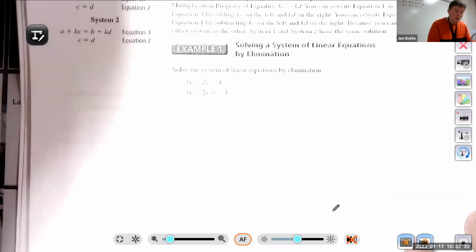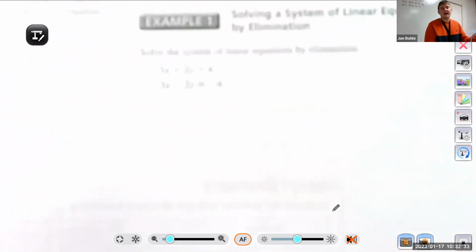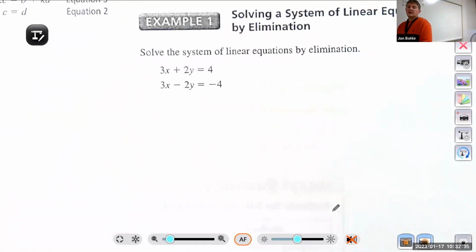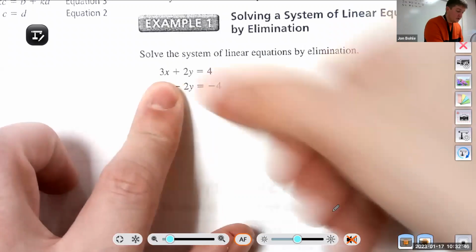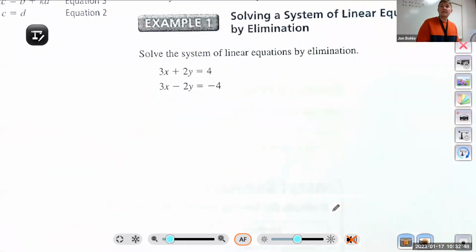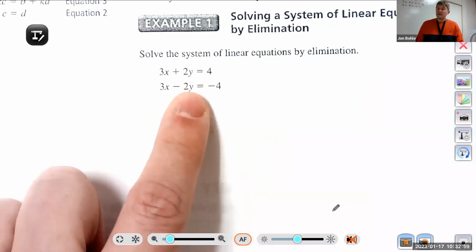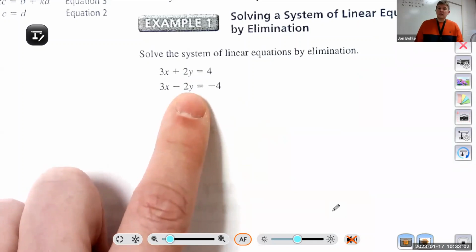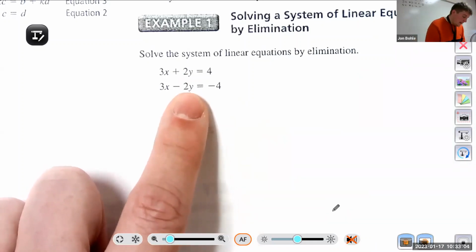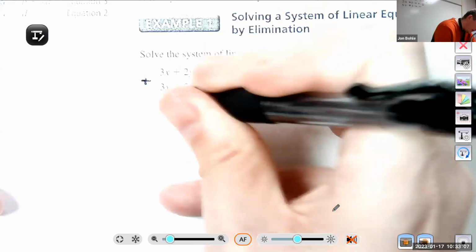Okay, the first thing you're going to try to identify is, do you have opposite variables? Let's just go through it. 3x, what's the opposite of 3x? Negative 3x. Does the other equation have negative 3x? So are they opposites? No, they are not. What about 2y? What's the opposite of positive 2y? Negative 2y. Is this negative 2y? Yes. So what you can do is you can actually just add the two equations together.